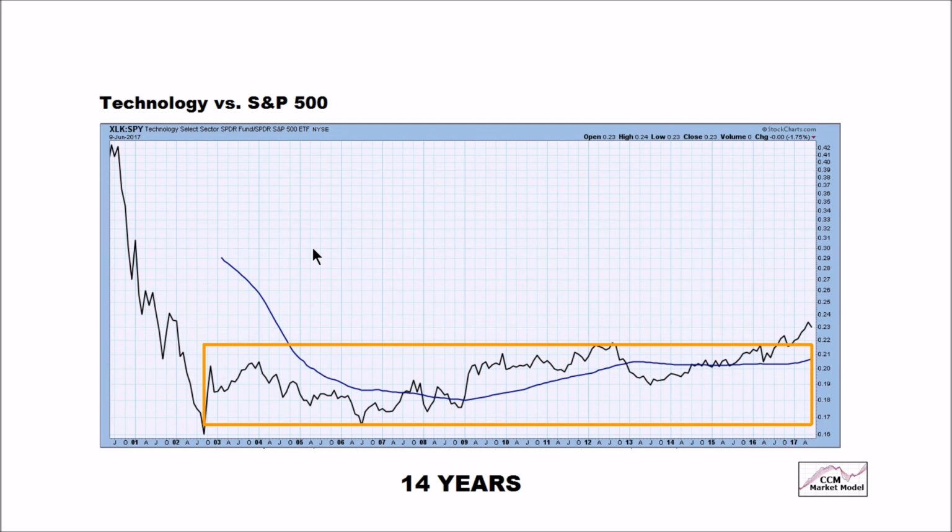And here's a long-term chart that's more constructive. Technology relative to the S&P 500 or SPY, 50-month moving average, long-term consolidation box here, bullish breakout, what appears to be a successful retest, and then a higher high. From a long-term perspective, XLK looks good relative to SPY.